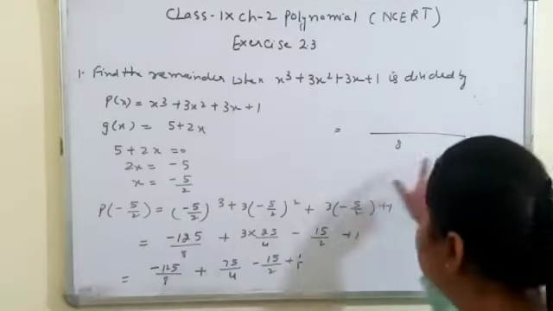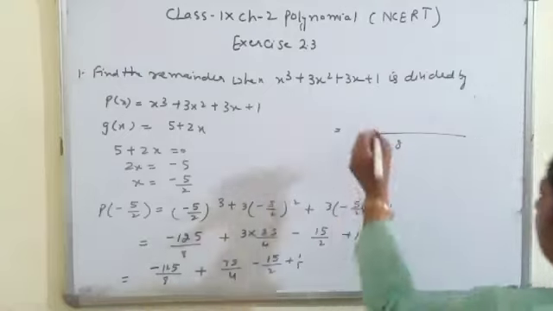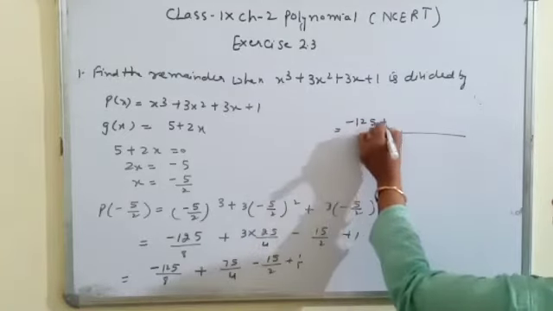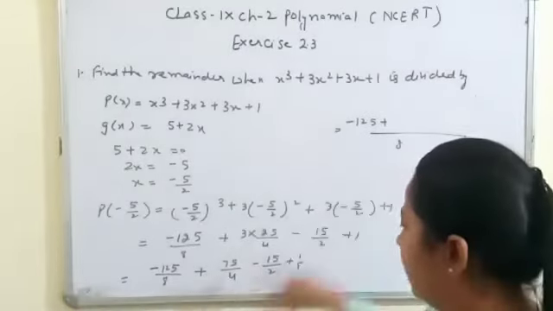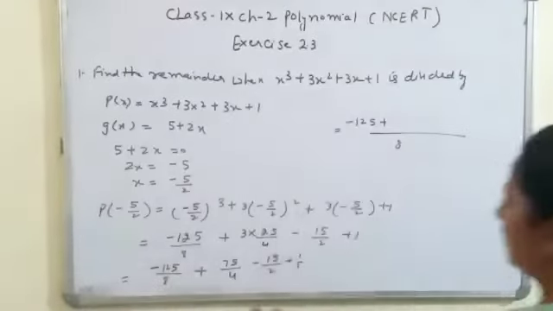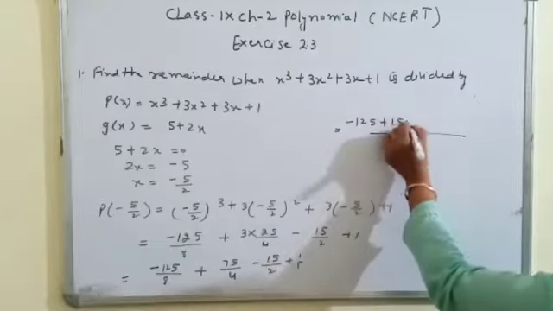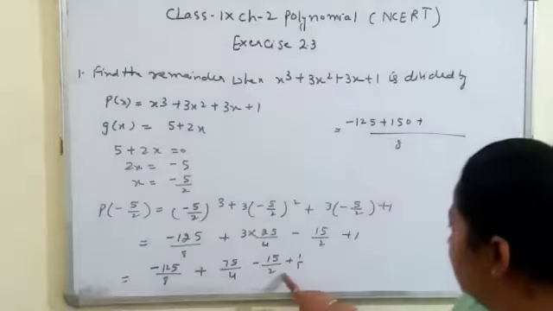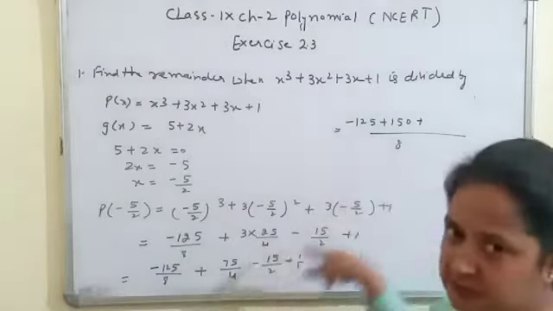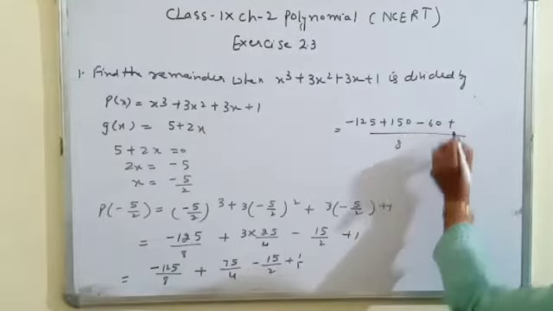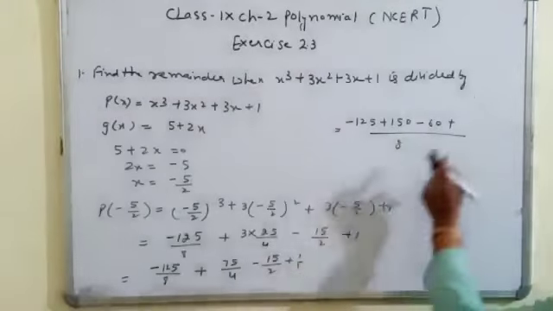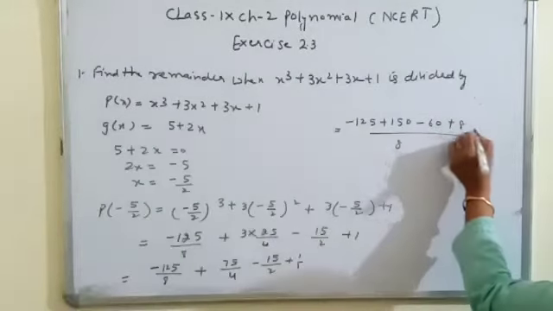8 is divided by 8, so we will multiply minus 125 by 1 only. Next is 4. 4 twos are 8, so we will multiply 75 by 2, that becomes 150. 2 fours are 8, so we will multiply 15 by 4, that is minus 60. 8 ones are 8, so we will multiply 1 by 8.